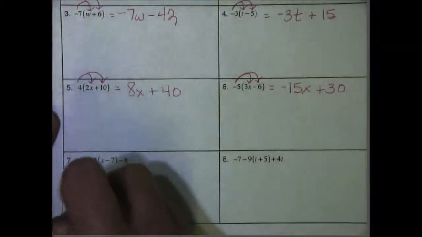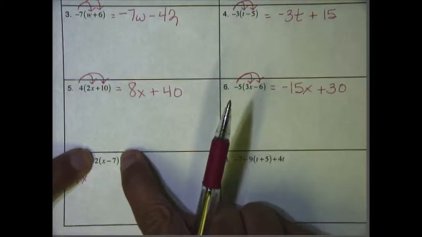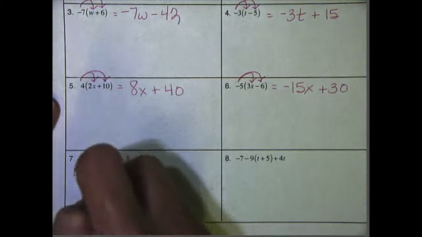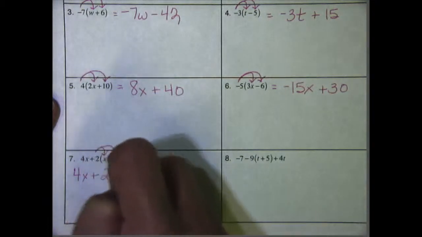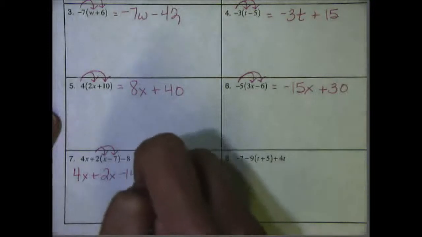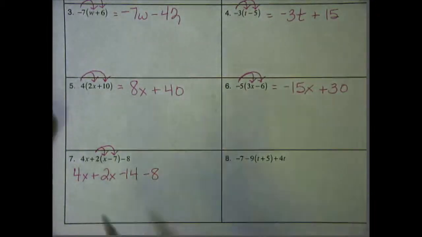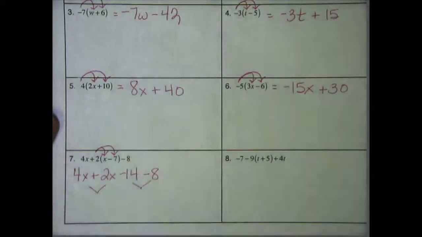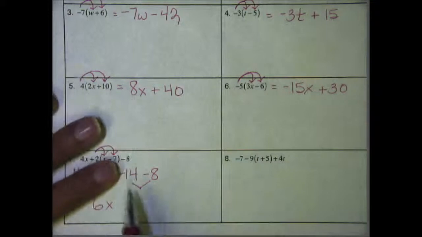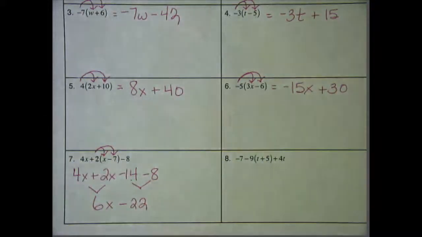So we have 4x out here, and then inside here, we've got a 2 times x minus 7. You can see the distributive property. So we're going to take 2 and multiply it by x minus 7. So we've got plus 2 times x is 2x, and 2 times negative 7 is negative 14, and then minus 8. So here we've got all of our terms already grouped together, so we're going to combine them just like we did in last week's lesson. 4x plus 2x is 6x, and negative 14 minus 8 is negative 22.